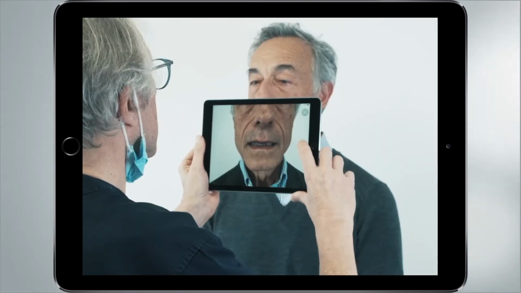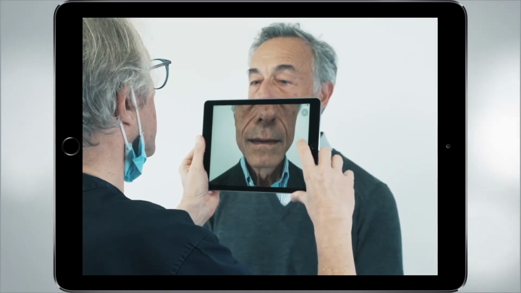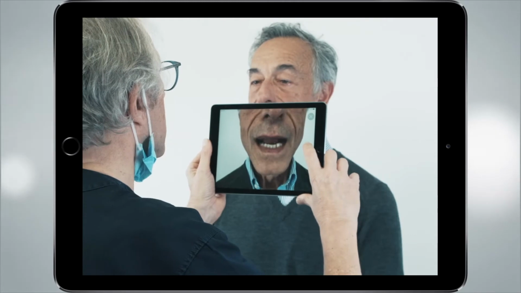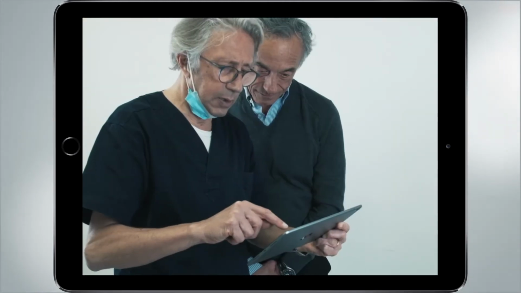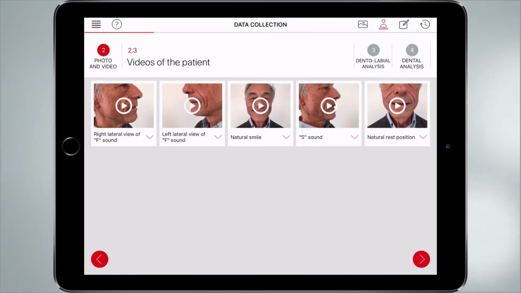Also natural position and tooth exposure at rest and smile line of the patient. So we try to really have all this data. And now we can discuss all this with the patient. So now we have collected all the videos that are needed. So we have all the information, all the data collection that we really need to go ahead.